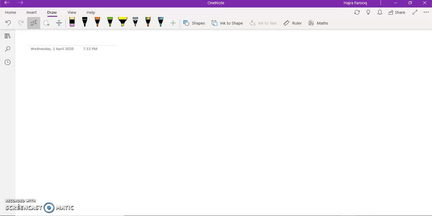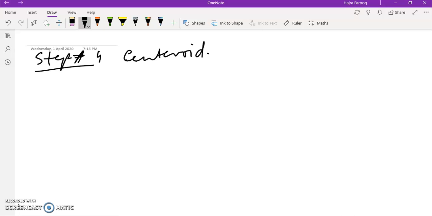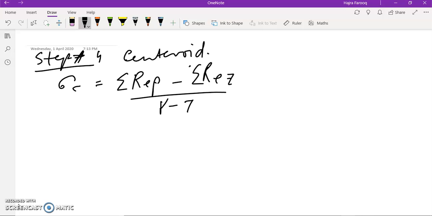Okay, the fourth step. In step number 4 you have to calculate the centroid, and for the centroid our formula is the summation of the real parts of poles minus the summation of the real parts of zeros, divided by p minus z, that is the number of poles minus the number of zeros.